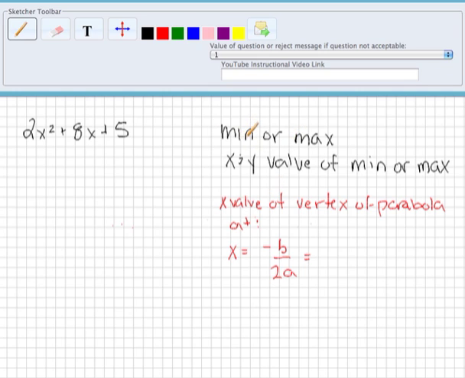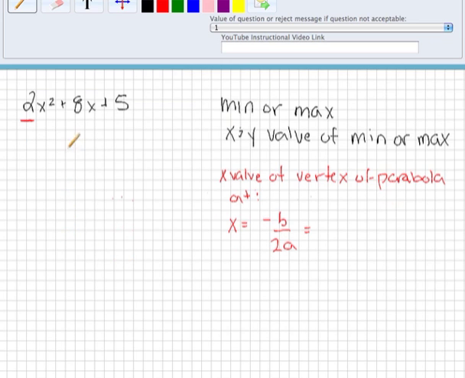Does this parabola have a min or a max? To find out whether it has a min or a max, we're going to look at what's called the leading coefficient. The leading coefficient is the number in front of the x squared right here. So if it's positive, that means the parabola is pointing upward or smiling. If it's negative, the parabola is pointing downward or frowning. It's kind of easy to remember. Positive, you smile, negative, you frown.